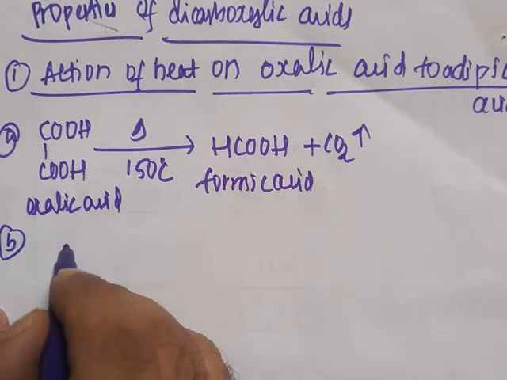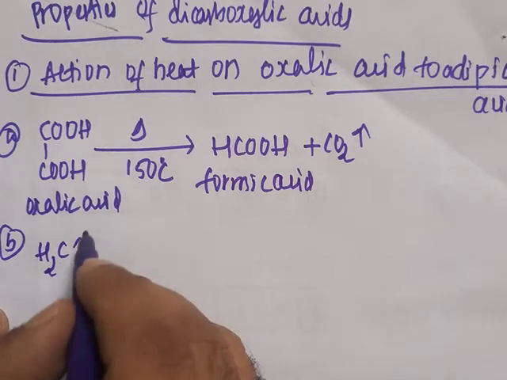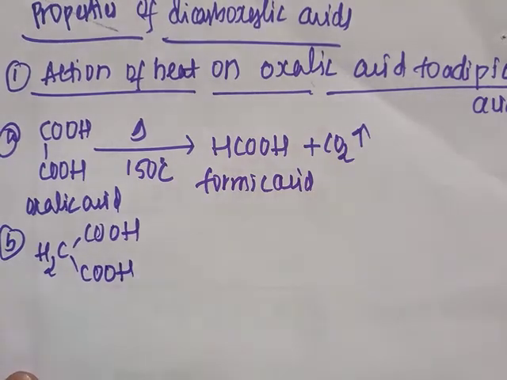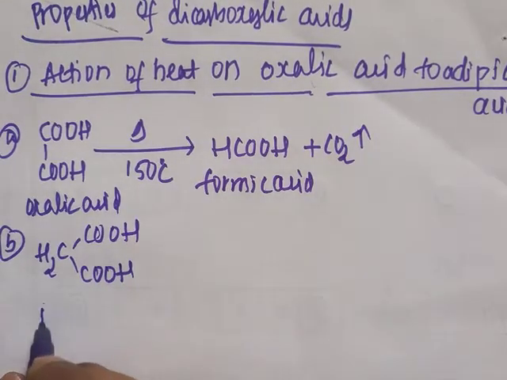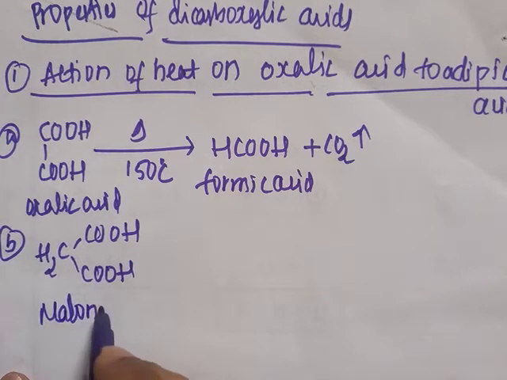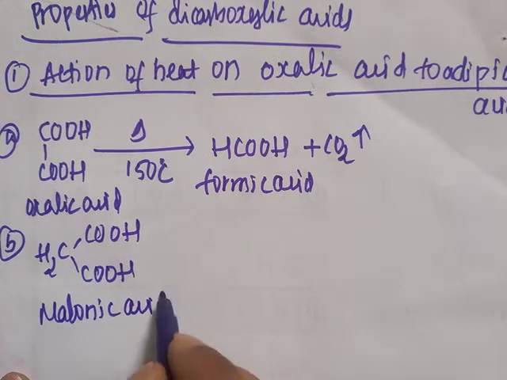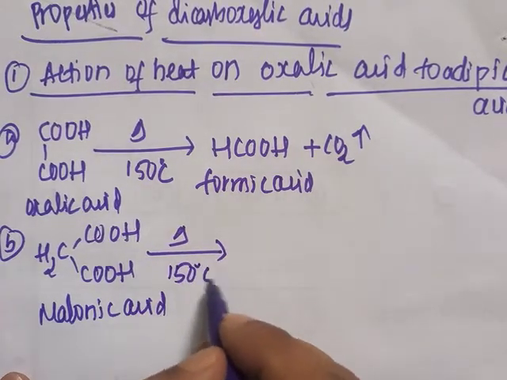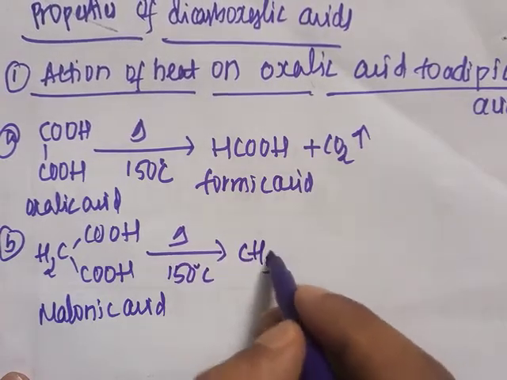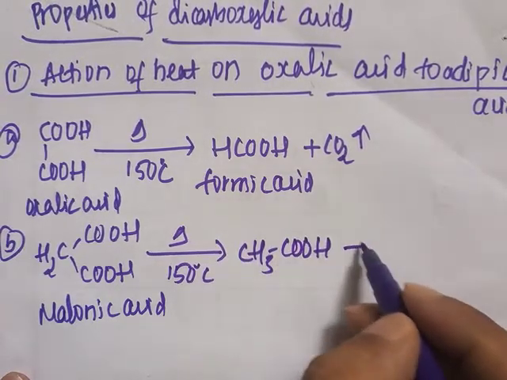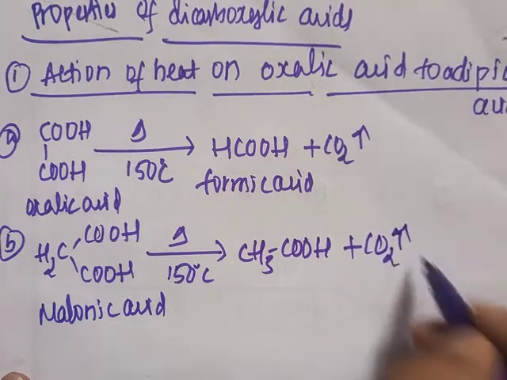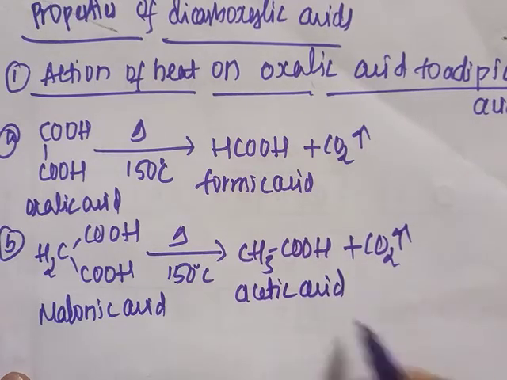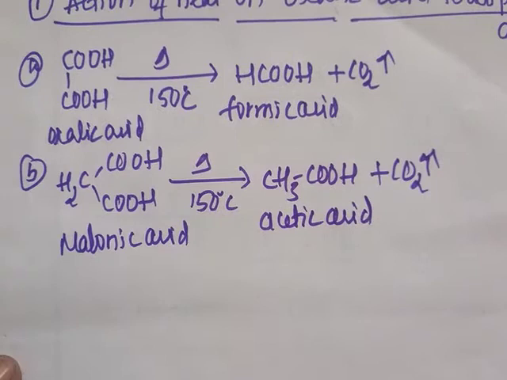Next, let us see how malonic acid reacts. So this is malonic acid. When malonic acid is heated to 150 degrees Celsius, it forms acetic acid by liberating carbon dioxide. So this is acetic acid.